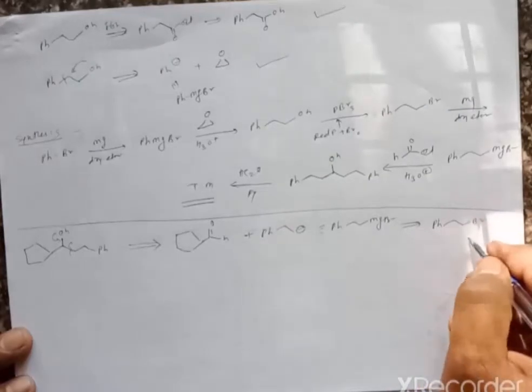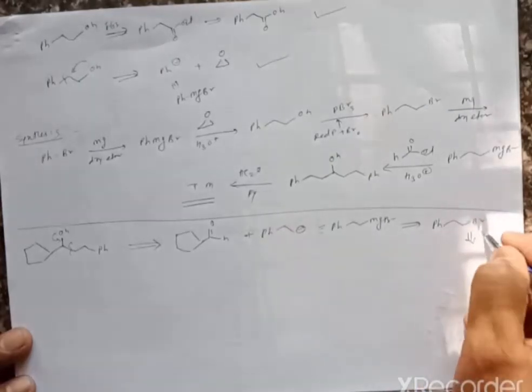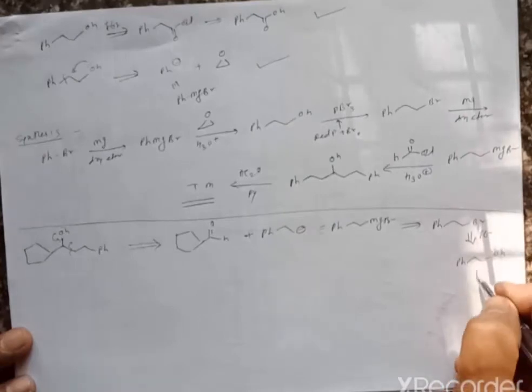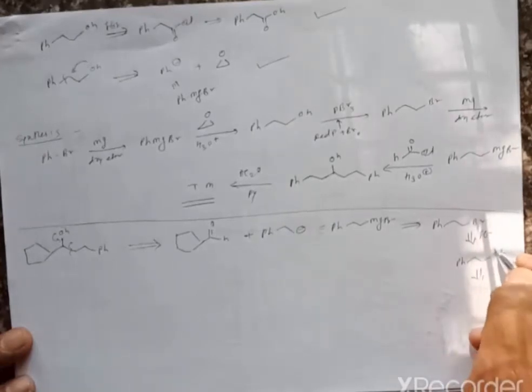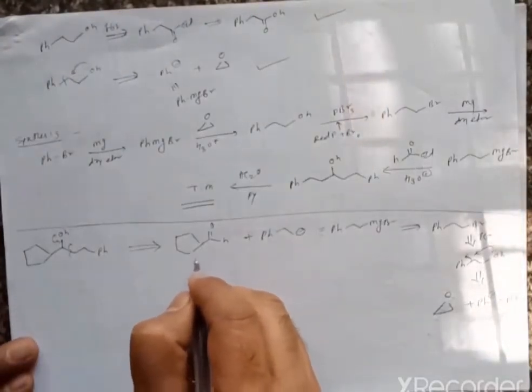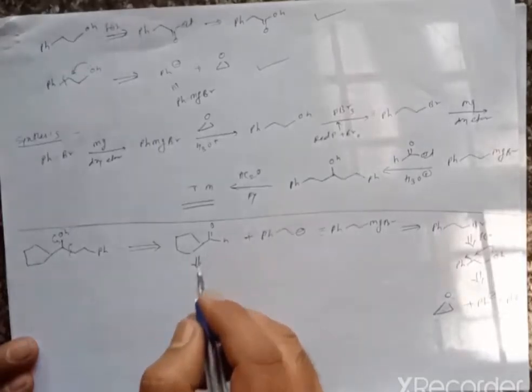Then again with functional group interconversion, we can take this molecule as PhCH2CH2OH, and then we can take an epoxide, plus there is formation of Ph minus, and the synthetic equivalent for this is PhBr, right? So this is a very simple disconnection, same as the previous one, and here we are taking a cyclic aldehyde, right? Now how can we synthesize this cyclic aldehyde?